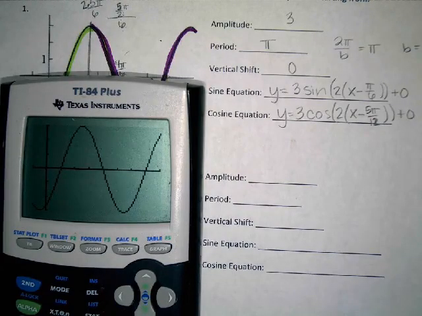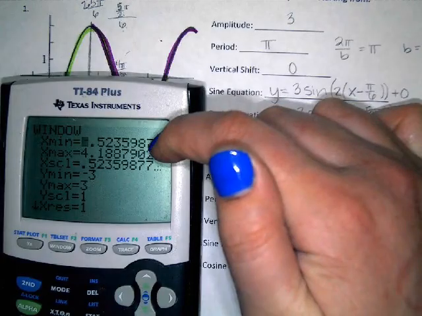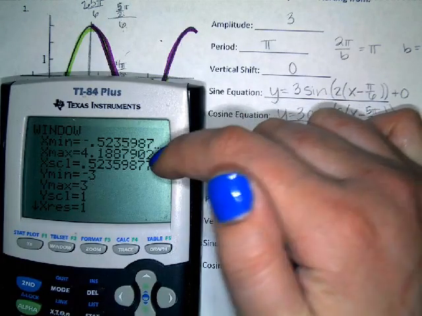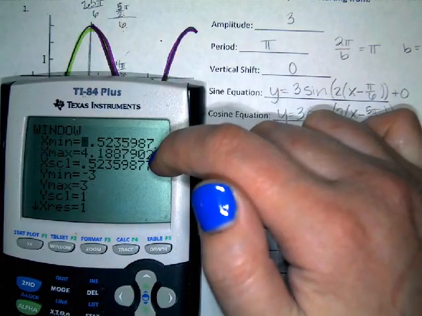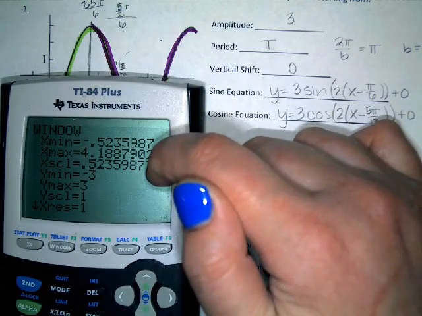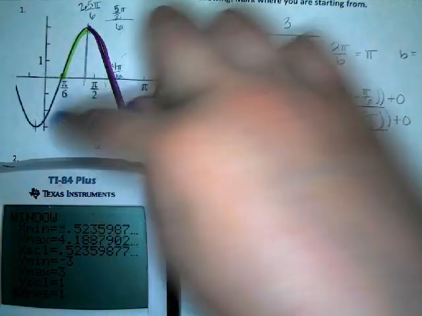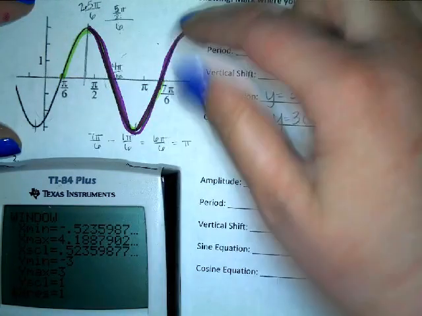For the window, I did negative pi/6 for the x min. I did 8 pi/6 for the x max. For the x scale, I did pi/6. So I'm just looking at the picture and I'm doing the same window, the same intervals that you can see in the picture on your paper.